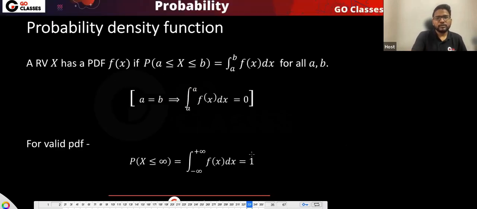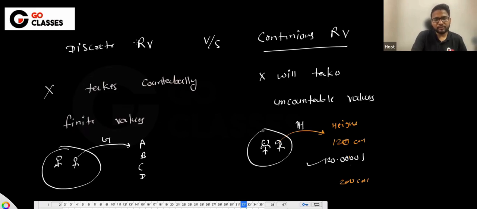Okay. So let's see one definition, which is probability density function. Earlier we used to have probability mass function. We do not have probability mass function here. Here we have probability density function. Let's just see what is this probability density function.